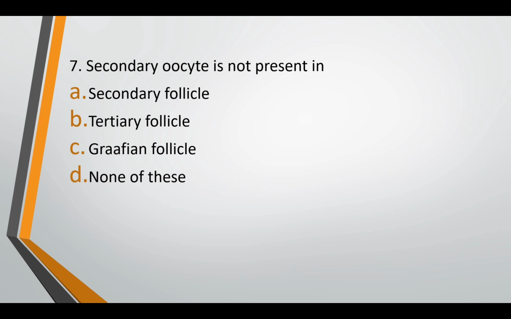Question 7. Secondary oocyte is not present in. Option A. Secondary follicle, option B. Tertiary follicle, option C. Graafian follicle, or option D. None of these. The correct answer is option A. Secondary follicle. Primary follicle and secondary follicle contain the primary oocyte. Now when the secondary follicle develops into tertiary follicle, the primary oocyte changes to secondary oocyte by undergoing the meiotic division, right? So secondary follicle doesn't contain secondary oocyte.